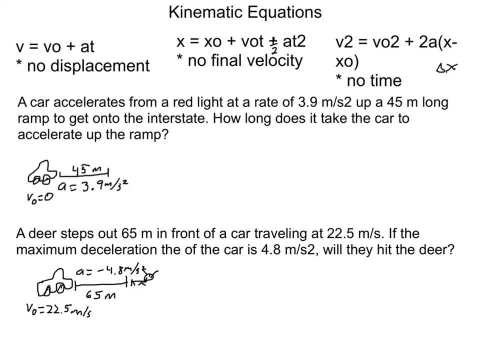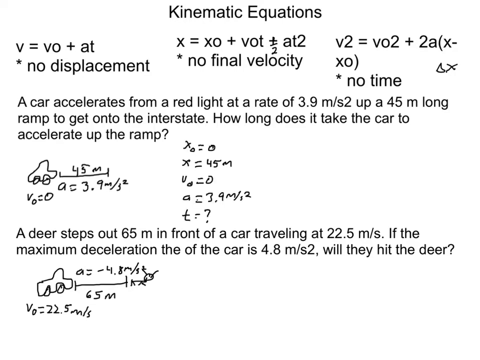I know I'm going 45 meters. I know my acceleration is 3.9 meters per second squared. And implied by the fact that we were at a red light, my initial velocity is 0. So now I'm going to write down everything that I know and what I'm looking for.